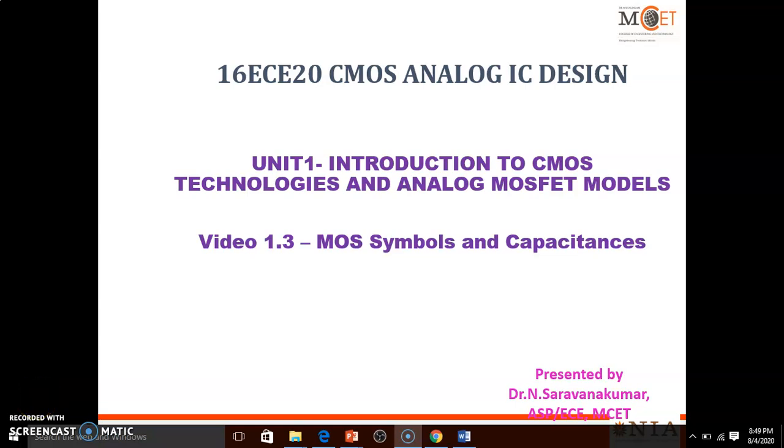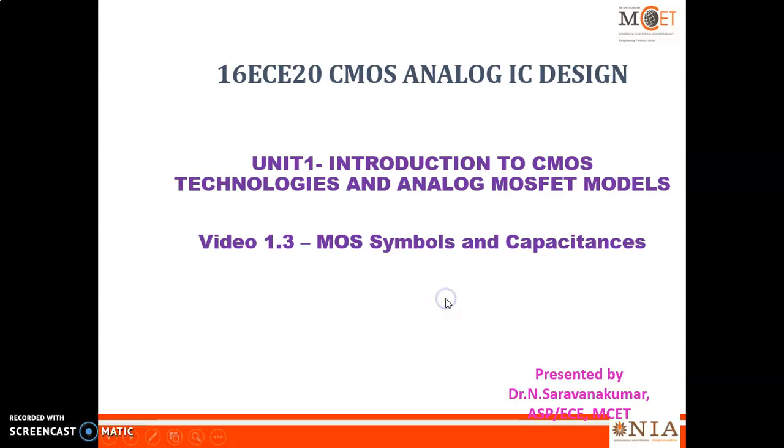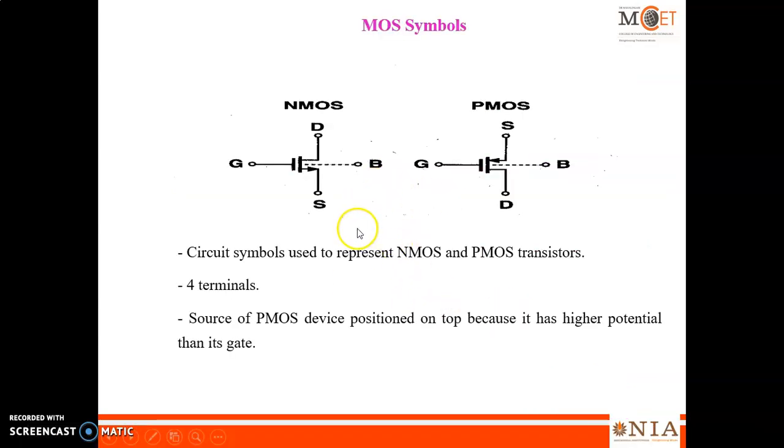Good morning, students. In this lecture, we will discuss the symbols that we are going to use for MOSFET and the capacitances associated with MOSFET. Here you can find the symbol for both NMOS transistor and PMOS transistor. NMOS transistor is a 4-terminal device: gate, drain, bulk terminal and then source terminal.